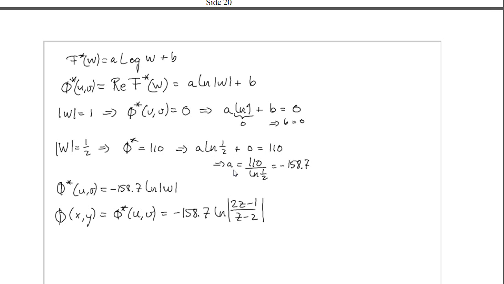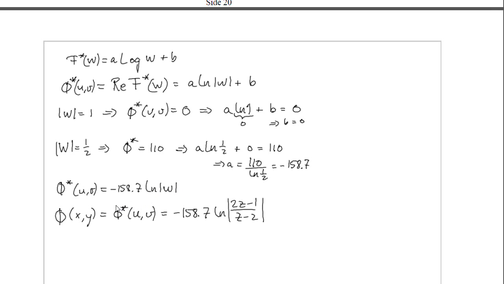So then of course A must be equal to this guy over the logarithm of 1/2, and it's easy to compute. It's minus 158.7. So now we have this expression. It's actually equal to minus this guy multiplied with the logarithm of the absolute value of W.